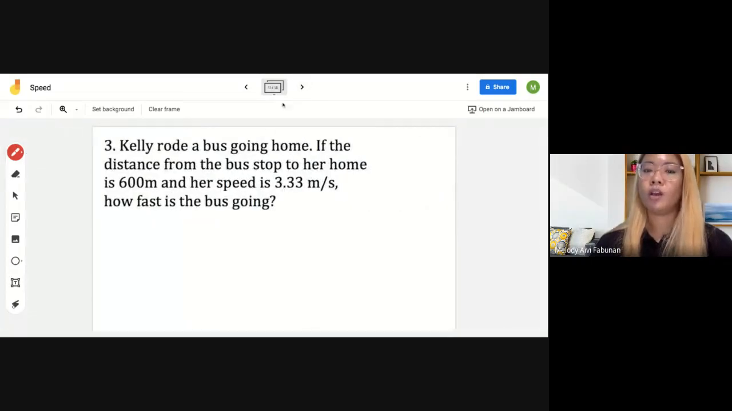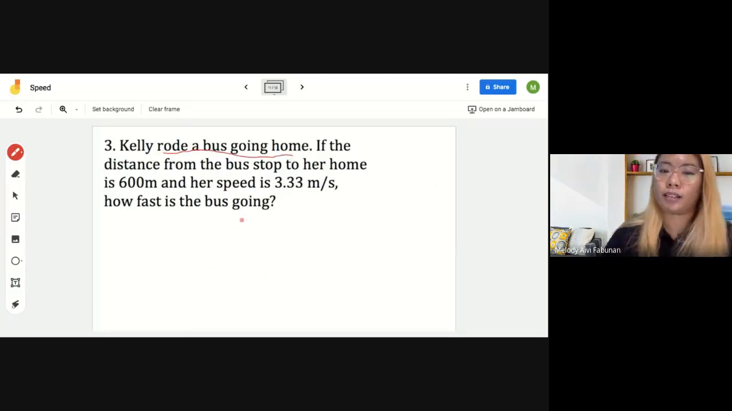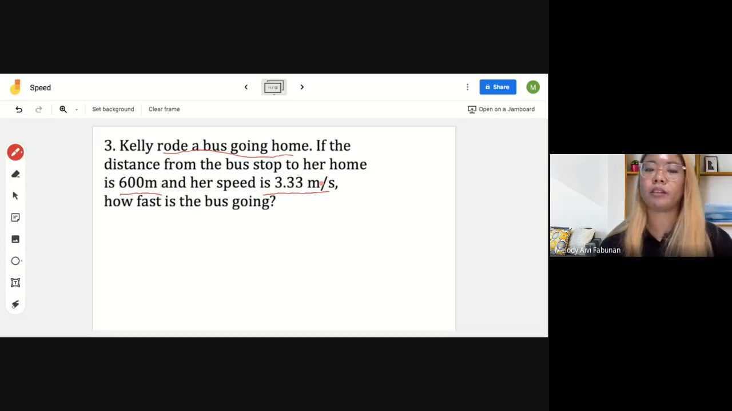Kelly rode a bus going home. She no longer walked; she took the bus. The distance from the bus stop to her home is 600 meters and her speed is 3.33 meters per second. Sorry, we are not looking for how fast the bus is going, but for the time it took Kelly to reach her house. Again, I will give you 3 minutes to answer this problem, and after 3 minutes I will open the chat box so that you can type in your answer.